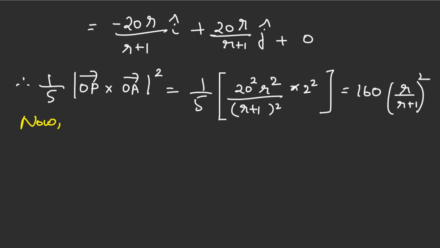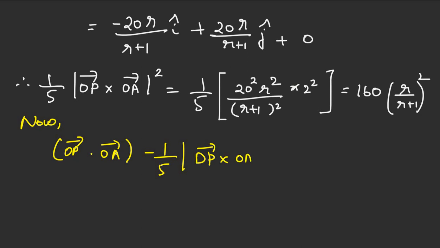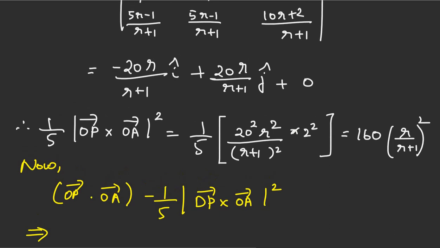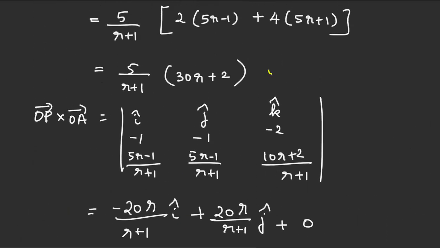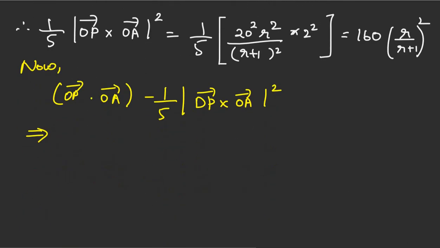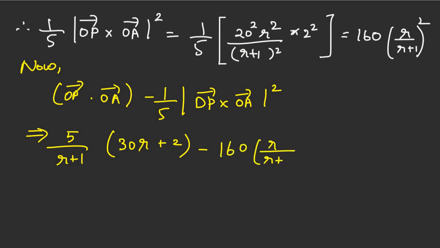We want to find the value of OP dot OA minus 1 by 5 times mod of OP vector cross OA vector whole squared, which gives us OP dot OA. The value is here. So that will be nothing but equal to 5 divided by R plus 1 into 30R plus 2, minus 160 into R by (R plus 1) the whole square, which gives us the value to be equal to 10 from the question.